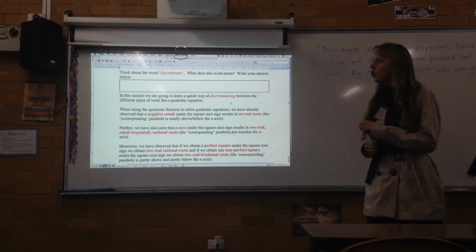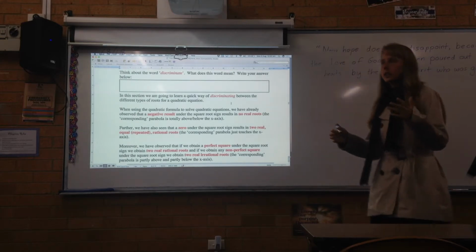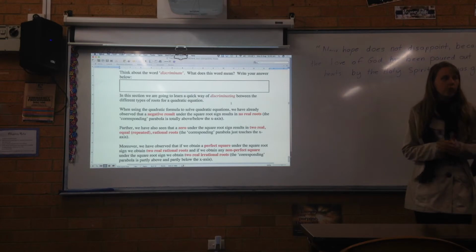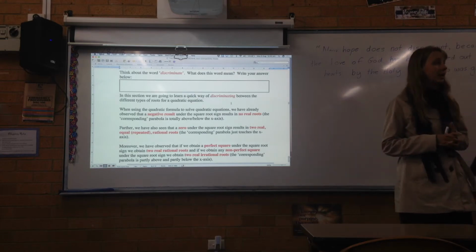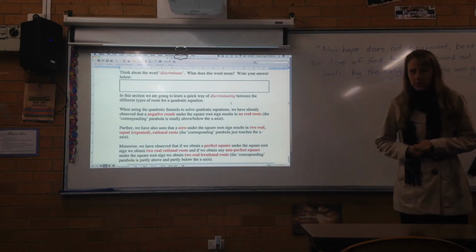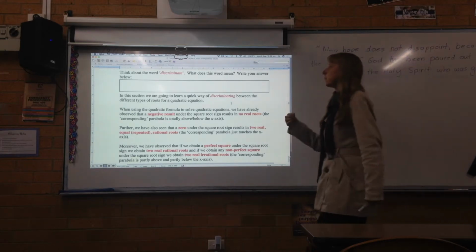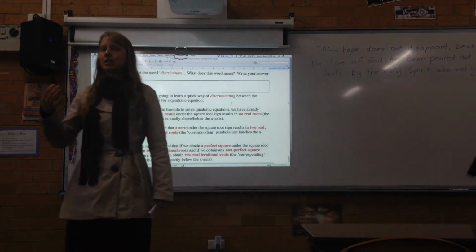So we're looking at a new concept today. It's something that we've been playing around with already, but we're just going to be defining, labeling, using terminology for, and that is the discriminant. What is a discriminant? Well, let's first think about discriminate. It's a word we use. What does it mean to discriminate?